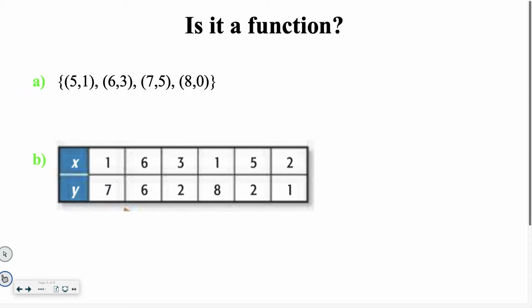All right, let's look at this first slide here and determine if things are functions. So if I look at letter A, I see I have 5, 6, 7, and 8 for x values. Since none of those repeat, I know that this is a function. So I'm going to say yes. And then if I look at the table, I'm going to look at my x values and say I have a 1, 6, 3. I see that I have another 1. And if I compare the numbers that they are paired with, I have an 8 and a 7. Since those are not the same number, this is not a function. So it's no, it is not a function.